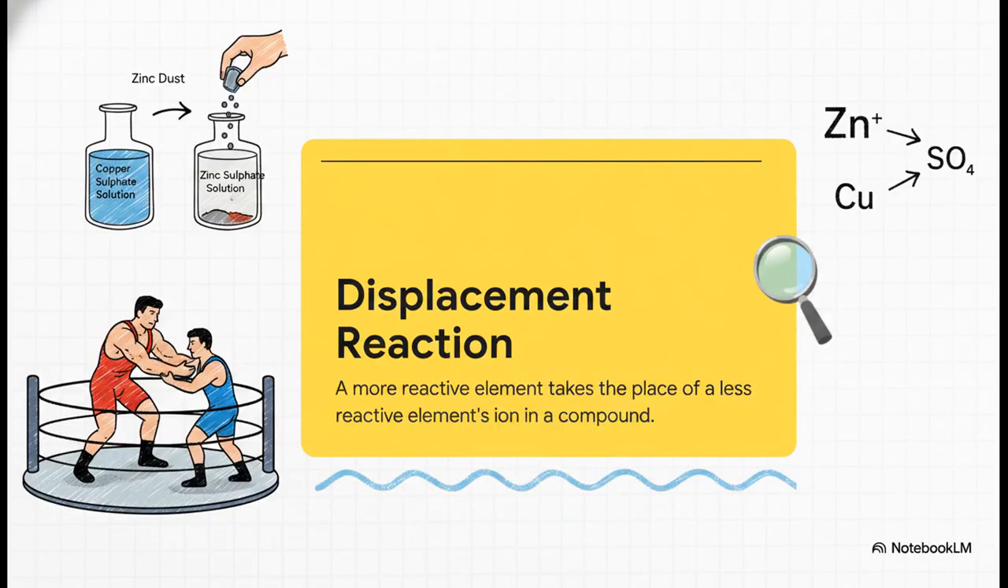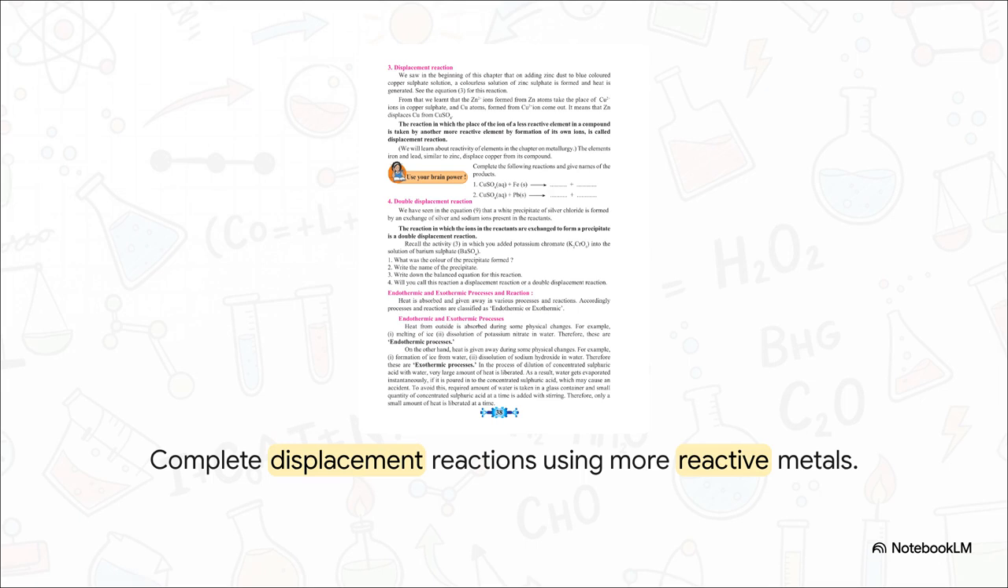Okay, let's unpack this first definition, the displacement reaction. You can think of it kind of like a stronger, more energetic wrestler taking the place of a weaker one in the ring. We previously saw in our textbook that when zinc dust is added to a blue-colored copper sulfate solution, suddenly a colorless solution of zinc sulfate is formed. Why does that happen? Well, it's because zinc is more reactive. It completely displaces the copper. And that's the exact definition of a displacement reaction, a more reactive element taking the place of a less reactive one. Now, this rule absolutely applies to other metals too.